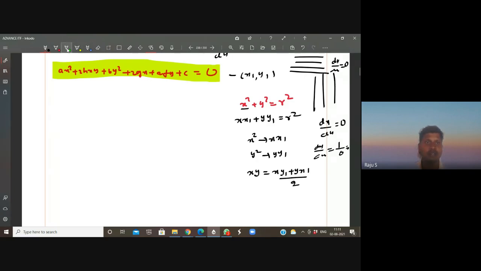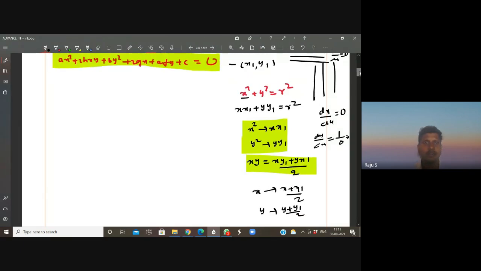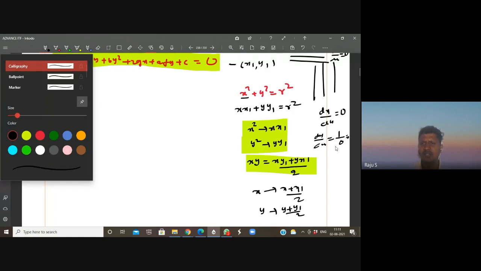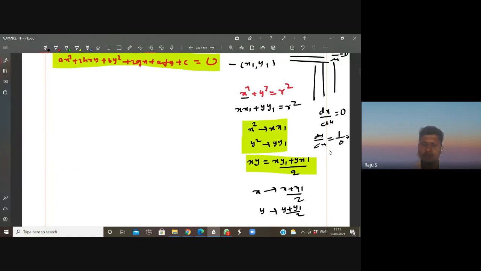Remember, students, these are very, very important. Replace x square by x x1, y square by y y1, and xy by this, and x by (x plus x1) by 2, y by (y plus y1) by 2. So you have to remember all these values. Any equation, it may be a parabola, hyperbola, ellipse, any second degree equation, we can easily write its tangent.